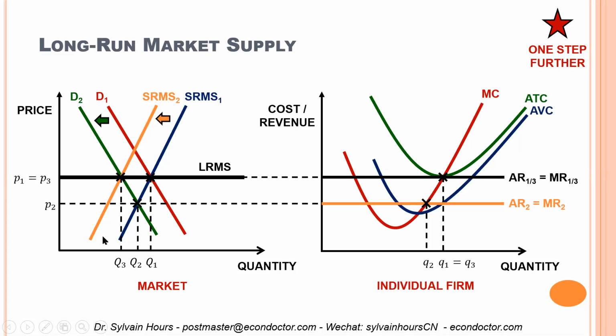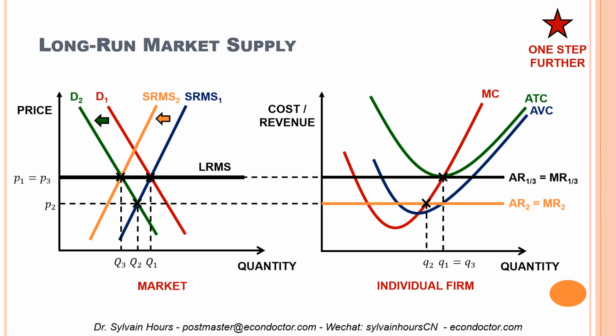So then the quantity can change. You see that Q1 here, this is our initial market quantity Q1, which is different from the final quantity Q3. But regardless, the market price is always the same. So this is a particular case when you have a constant cost industry.